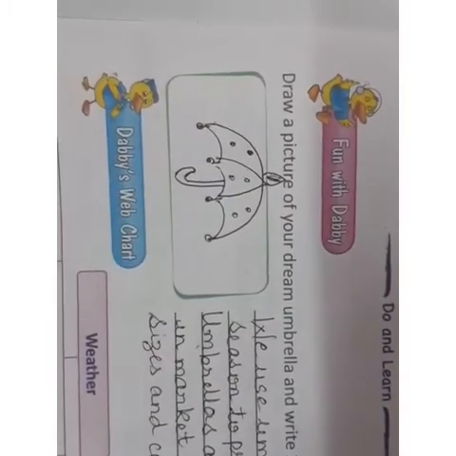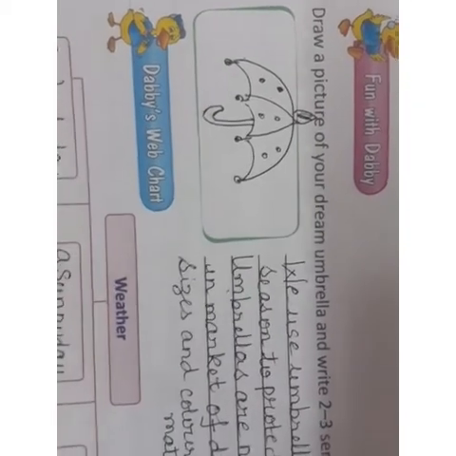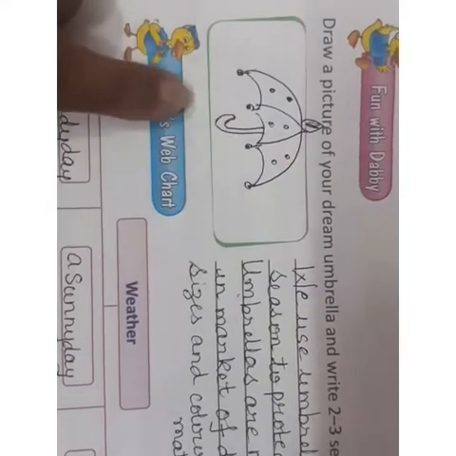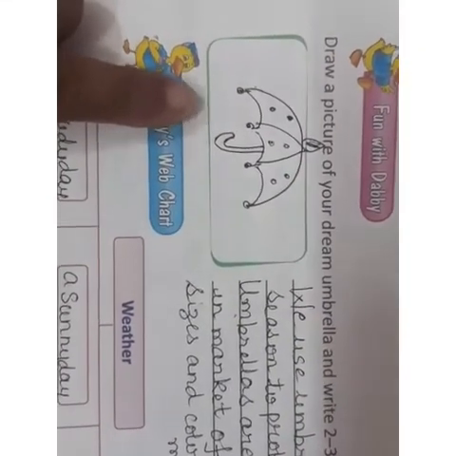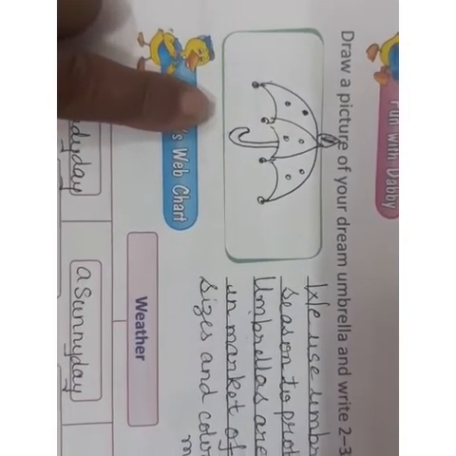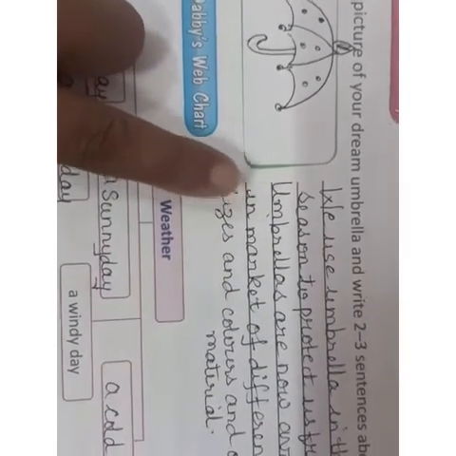Now fun with Dappy. Draw a picture of your dream umbrella and write 2 to 3 sentences on it. I have already drawn an umbrella. You will draw and then color it also. आप इसको draw भी करेंगे अच्छे से और उसके बाद एक सुंदर सा कलर भी करेंगे अपने ड्रीम, अपने इमेजिनेशन के हिसाब से. And I have written a few lines of this that you can write on your own also.